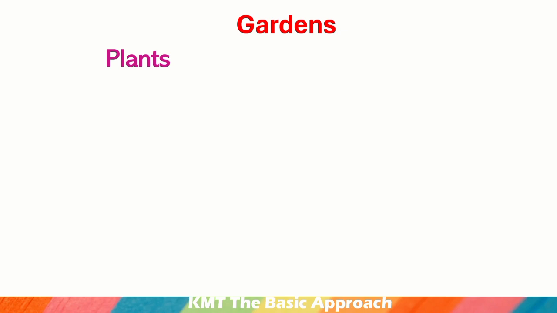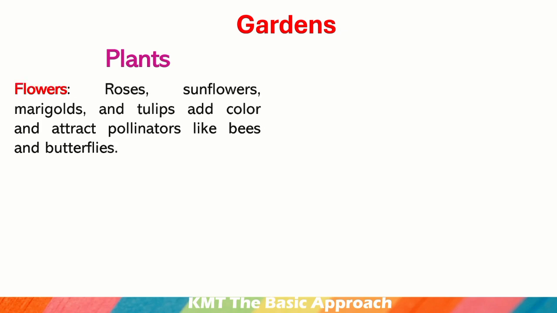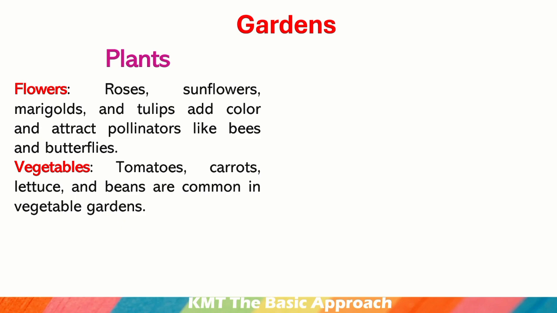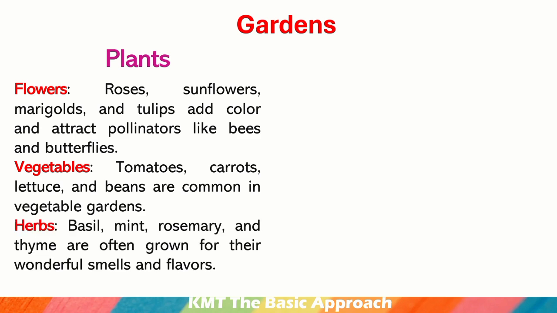Examples of plants in the garden. Flowers, roses, sunflowers, marigolds, and tulips add color and attract pollinators like bees and butterflies. Vegetables like tomatoes, carrots, lettuce, and beans are common in vegetable gardens. Herbs, basil, mint, rosemary, and thyme are often grown for their wonderful smells and flavors.